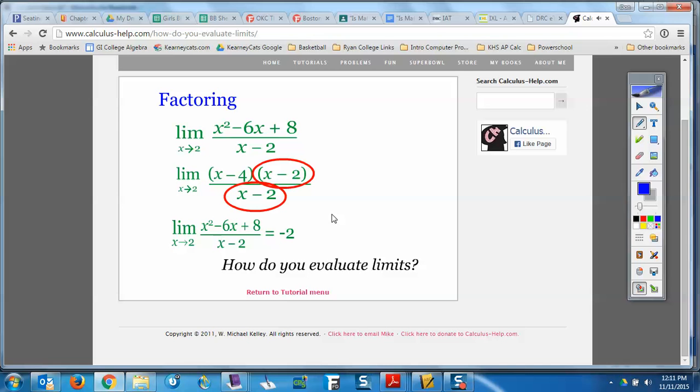Well, the reason is because now the numerator and the denominator both contain the same factor. That's where the 0 over 0 is coming from, which I'm going to cancel out. This leaves the limit as x approaches 2 of x minus 4. This is much simpler to solve because now you can use substitution.